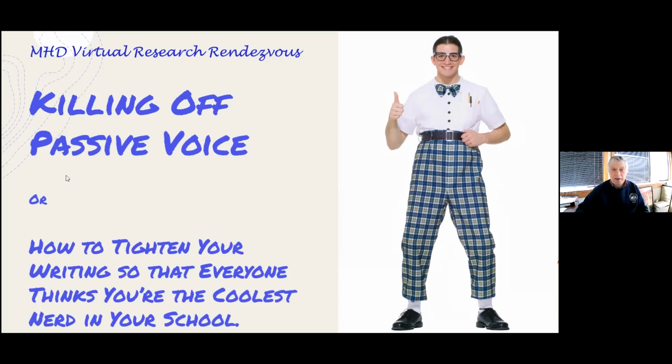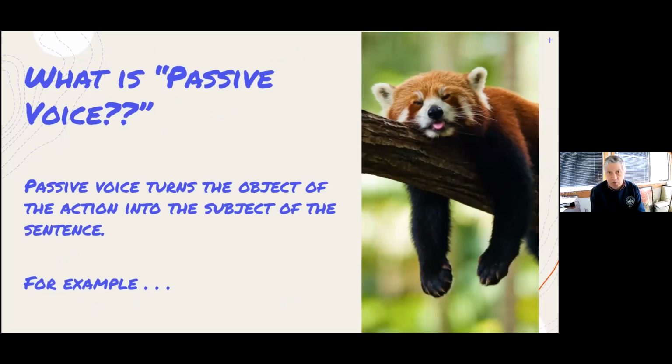Okay, doing mine first here, huh? All right. Well, this is about passive voice and tightening up your writing, how to get your writing concise and very clear, because in your projects, of course, you are limited on the number of words you can use. And so this is a way to get rid of the passive voice, make your writing more clear, and tighten it up so that you can make every word count and everybody will think that you're the coolest nerd in your whole school. So, all right, passive voice.